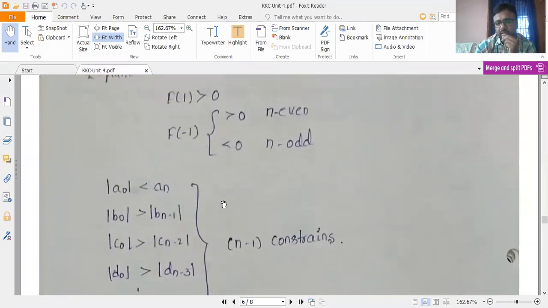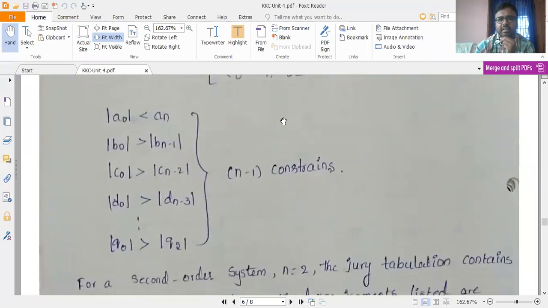Those conditions are: f of 1 should be more than 0; f of minus 1 should be less than 0 for odd order equations, and more than 0 for even order equations. And after that, the modulus of a0 should be less than an, the modulus of b0 should be greater than the modulus of bn minus 1, the modulus of c0 should be greater than the modulus of cn minus 2, and so on. Okay, these are the constraint conditions.